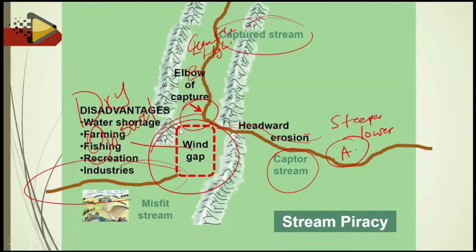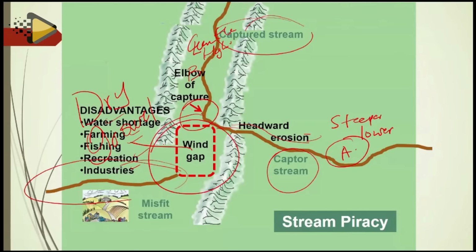Now, what will be the disadvantage for the people living downstream where the river has been diverted or has changed its direction? There's going to be water shortage. For farming, there's going to be less fishing, less recreation, and fewer industrial activities because of the shortage of water.